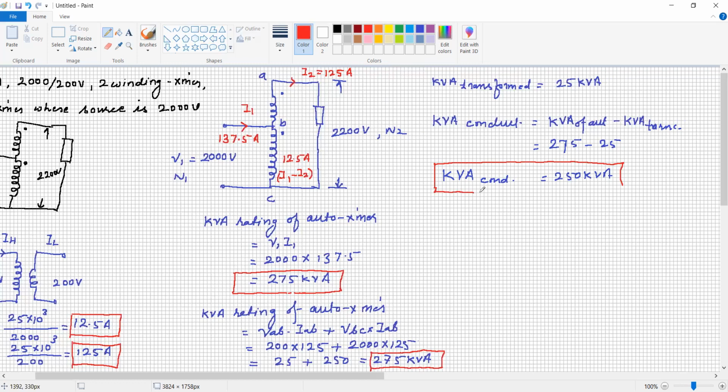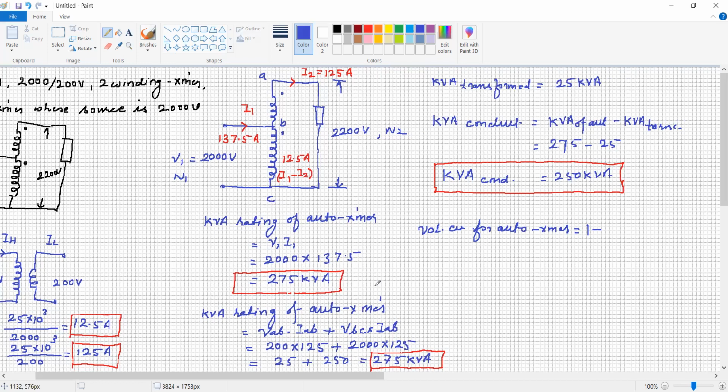Now, suppose it is at a given power factor. Only by multiplying by the power factor, we get the kilowatt output, or kilowatt transformed by the transformer, isn't it? Now, can we calculate the volume of copper required for auto transformer? It is equal to 1 minus the ratio.